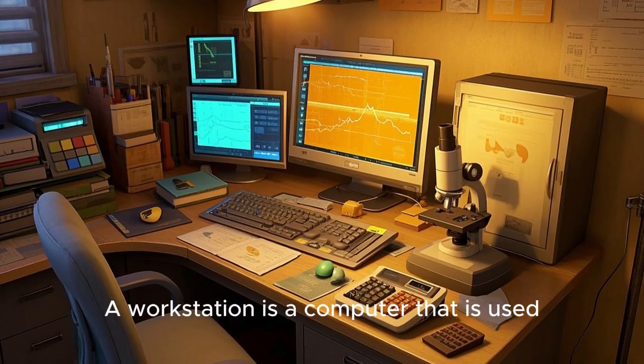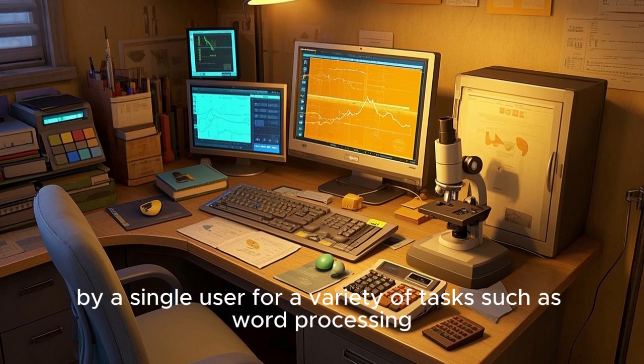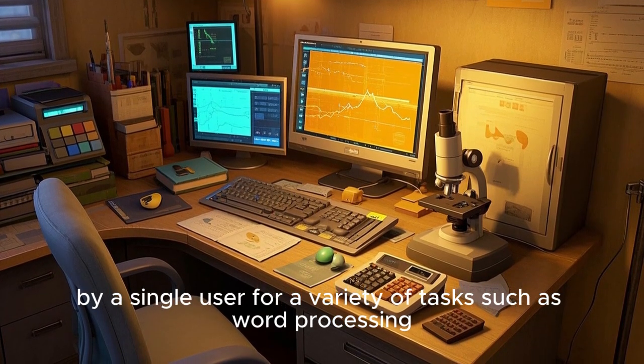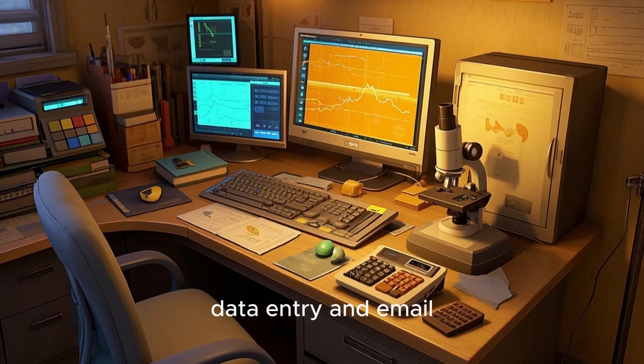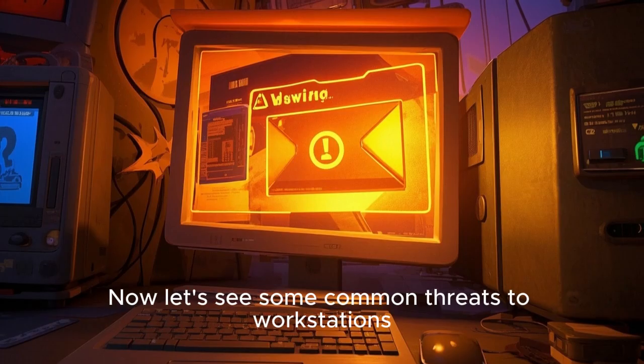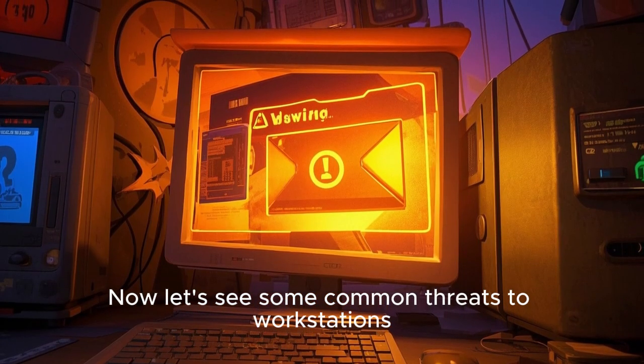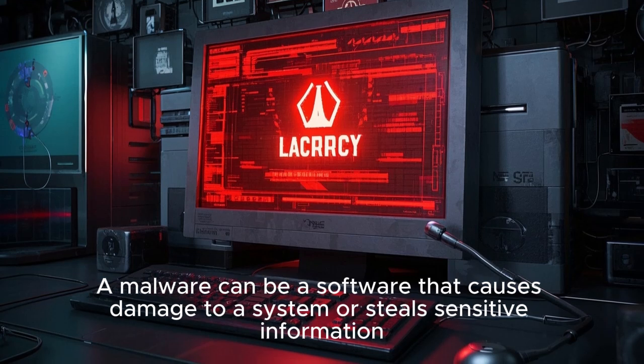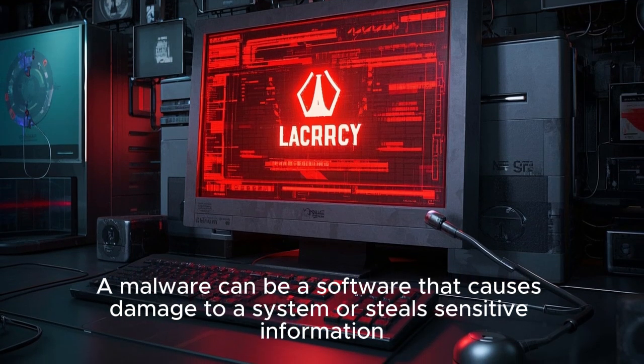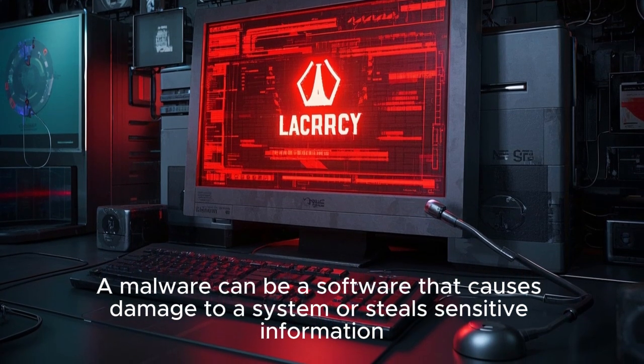A workstation is a computer that is used by a single user for a variety of tasks such as word processing, data entry, and email. Now let's see some common threats to workstations. A malware can be a software that causes damage to a system or steals sensitive information.